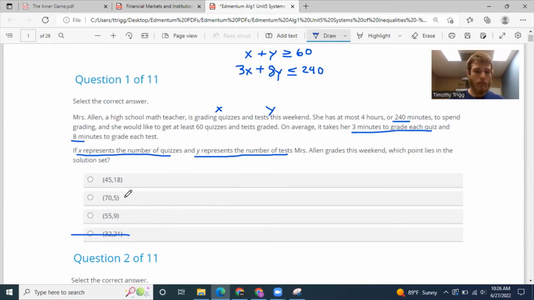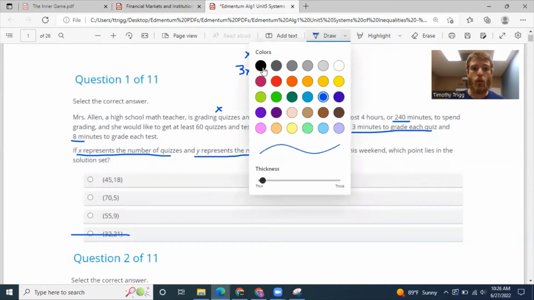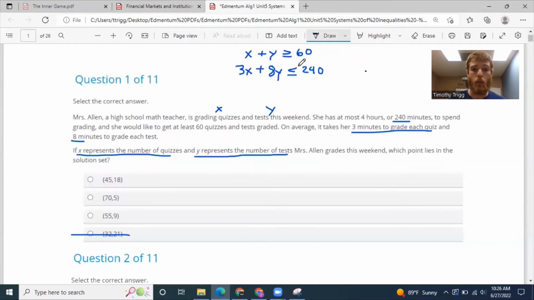But let me just check the second inequality, right? Basically I already checked the first inequality by saying, do these add up to be greater than or equal to 60? Yes, yes, yes. Okay, now let's move on to the second inequality. So I'm going to see which of these coordinate points will fit into this second inequality.